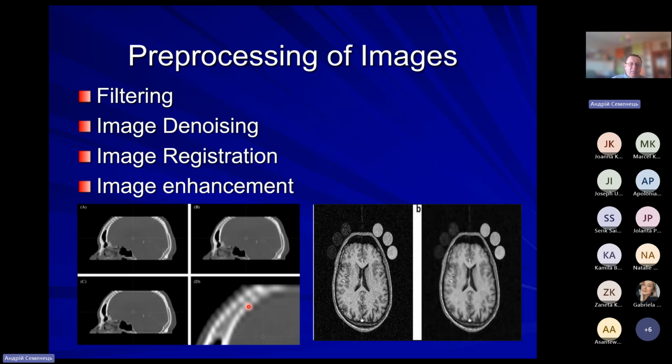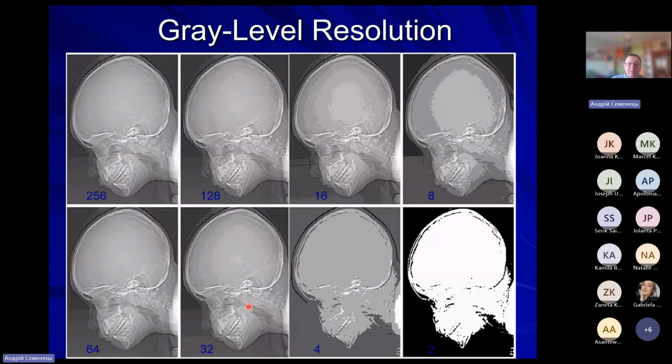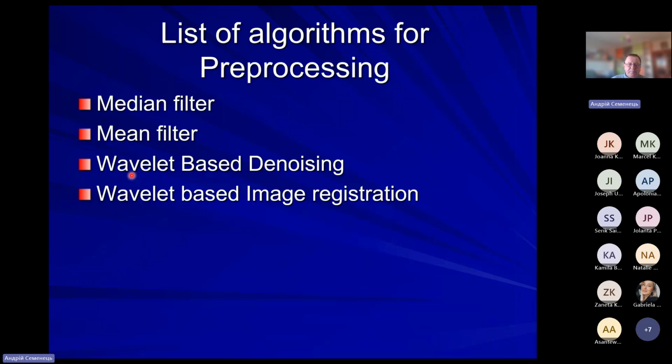So pre-processing of an image usually involves filtering, denoising, registration, and image enhancement. For example, even if we talk about a grayscale image, depending on the number of quantification levels, we could get different image quality, from a low-quality monochromatic image at the bottom right to a relatively high-quality grayscale image at the top left.